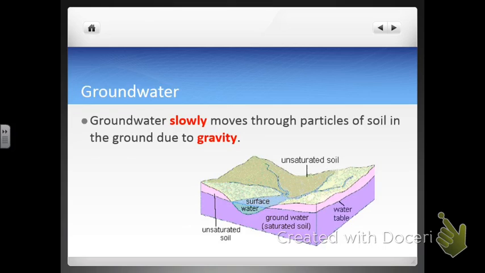Groundwater moves very slowly. Again, gravity plays an effect. It's going to move downhill.